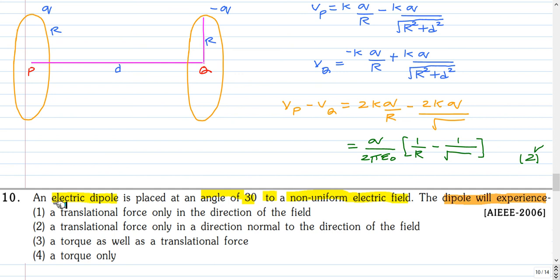This is the next question. An electric dipole is placed at an angle 30 degrees to a non-uniform electric field. The dipole will experience: Option 1, a translation force only in the direction of the field. Option 2, translation force only in the direction normal to the direction of the field. Option 3, a torque as well as translation force. Option 4, torque only. You can pause and attempt this question.